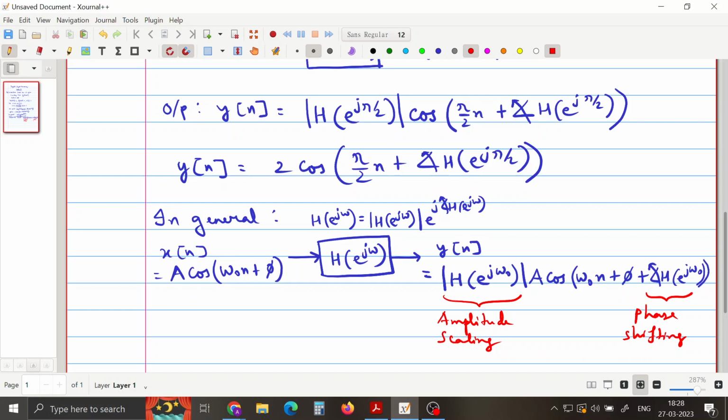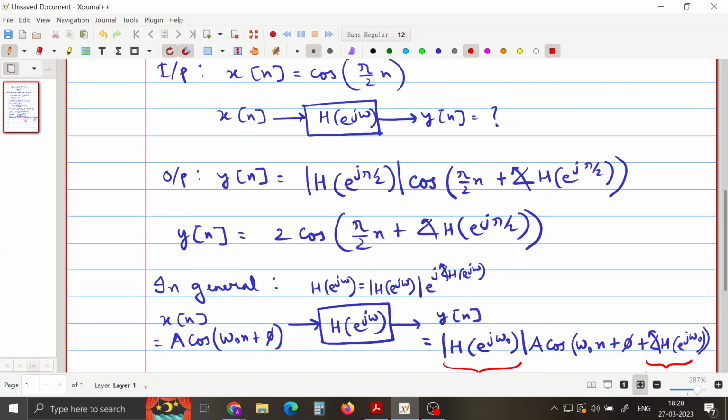Now you just see this given input cos pi by 2 n, it's exactly of this form. So here omega naught is pi by 2, capital A is 1 basically, and phi is 0. So I just use this thing. It was already discussed in the lectures, so we can directly write the output as this. Is it fine? Okay, I understood.